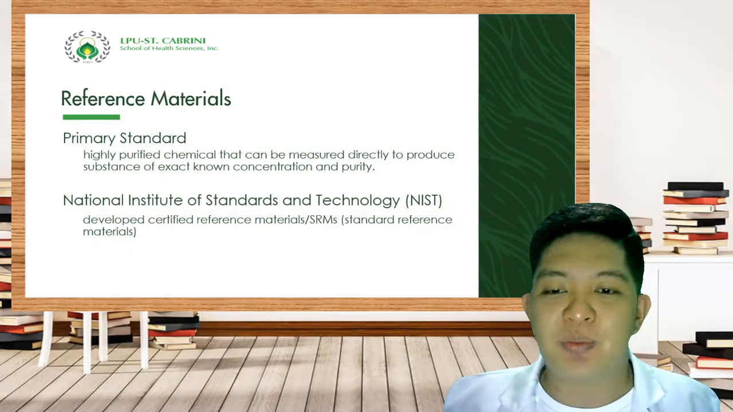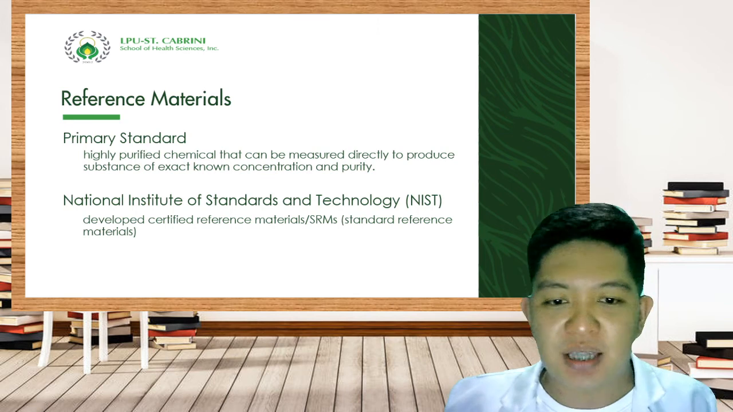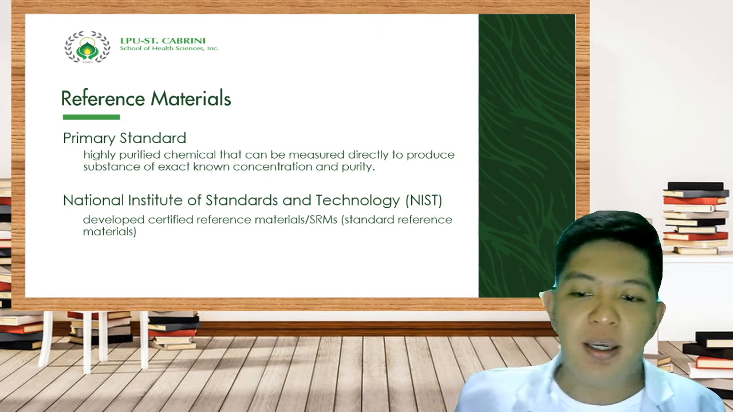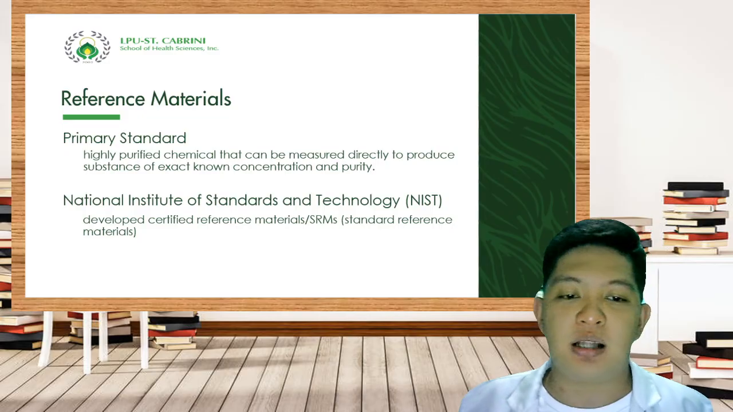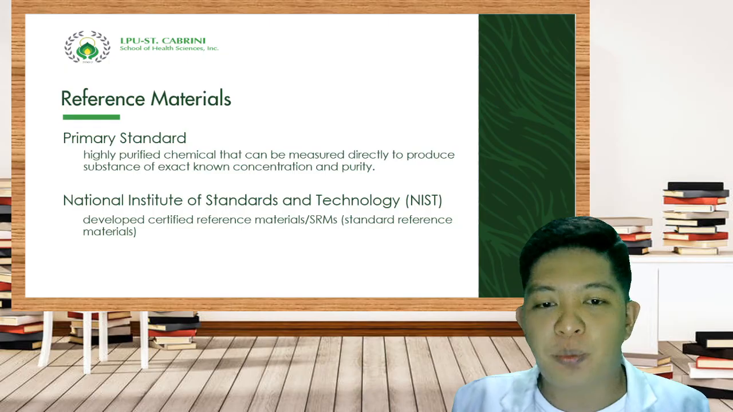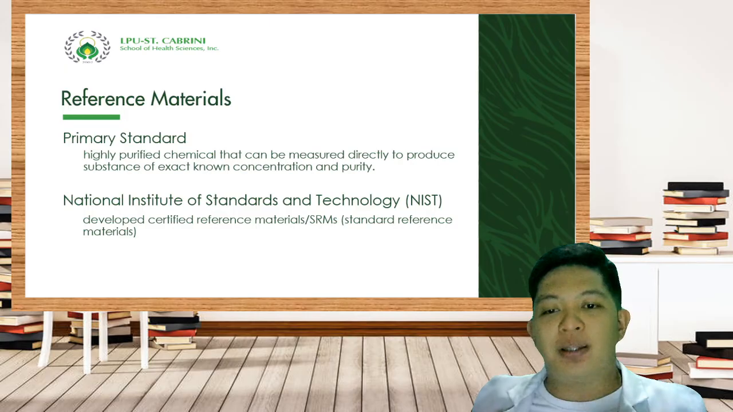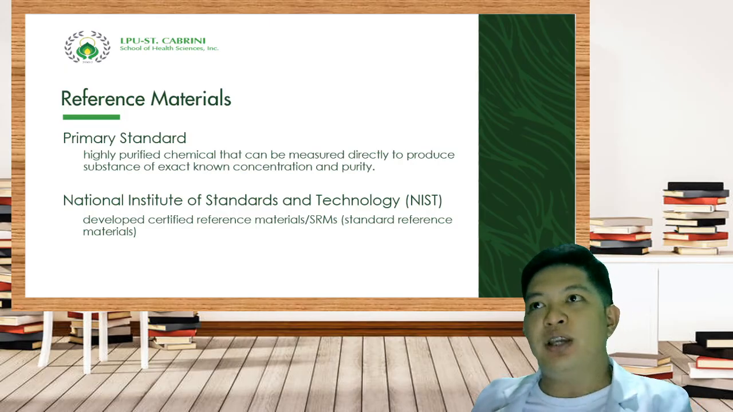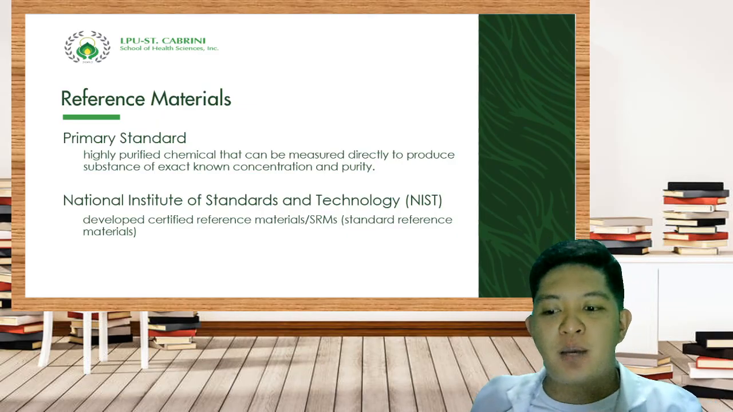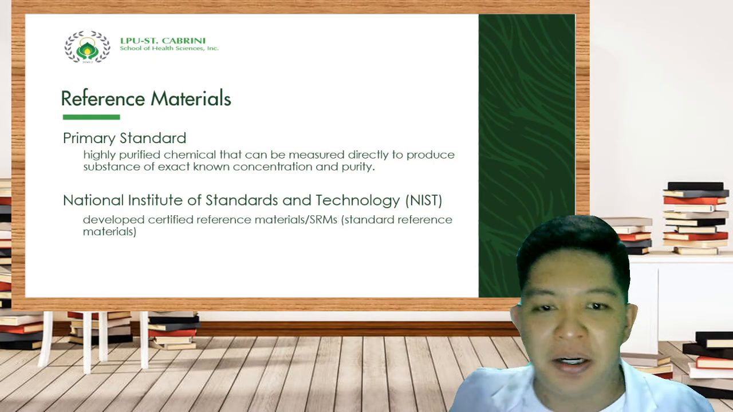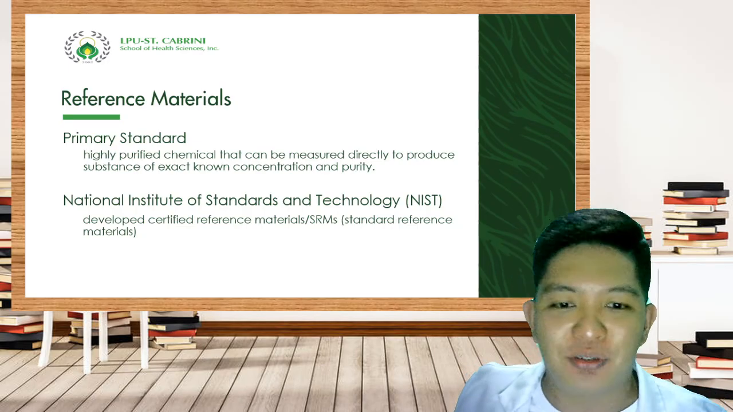Next we have reference materials. Okay. So in reference materials, we have the primary standard. At ano po yung ibig sabihin ng primary standard? Sa primary standard, highly purified chemical that can be measured directly to produce a substance of exact known concentration and purity. This is in connection with what I was saying a while ago. During your basic chemistry classes, organic, analytical, and biochemistry, meron kang tinatawag na standard. Meron kang tinatawag na positive control. Meron kang tinatawag na negative control.